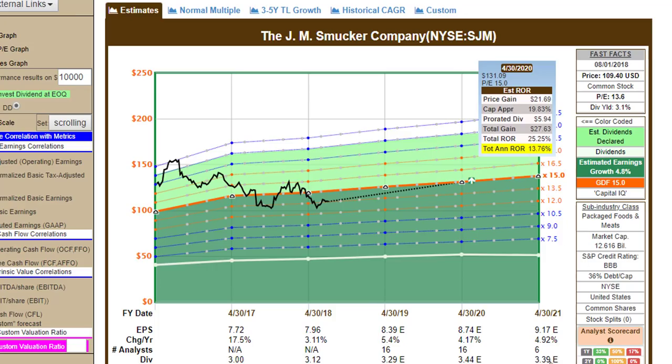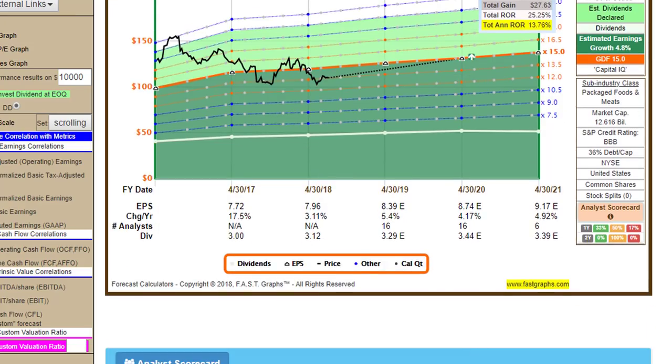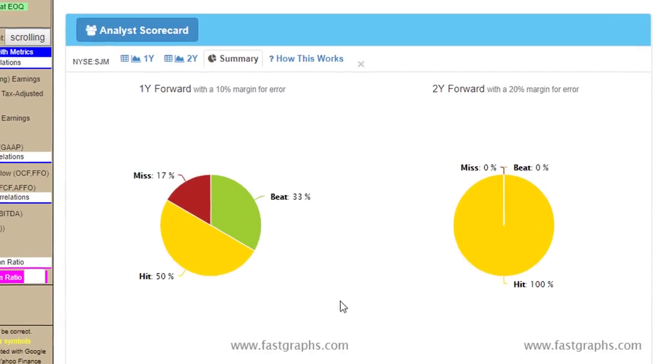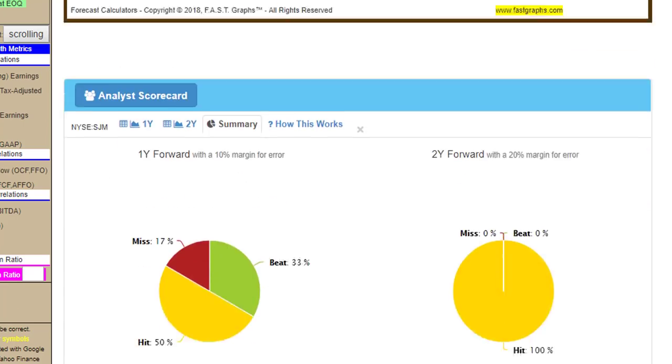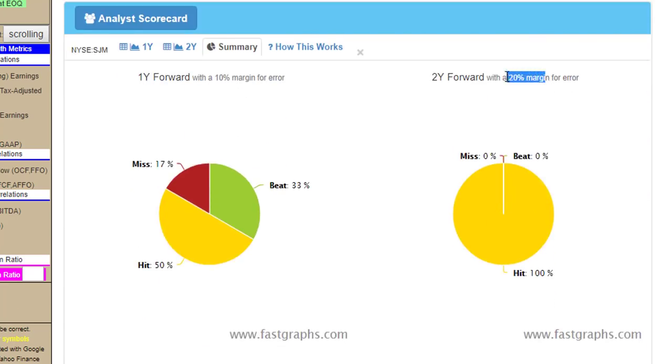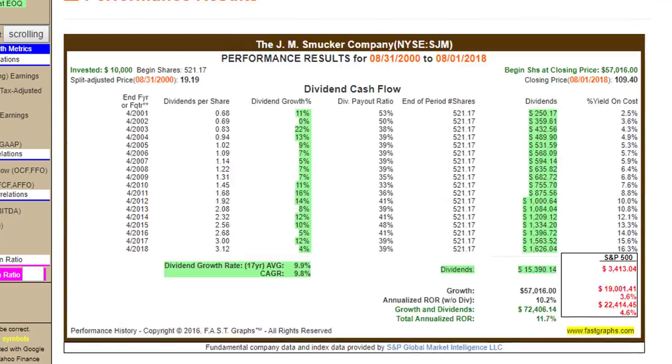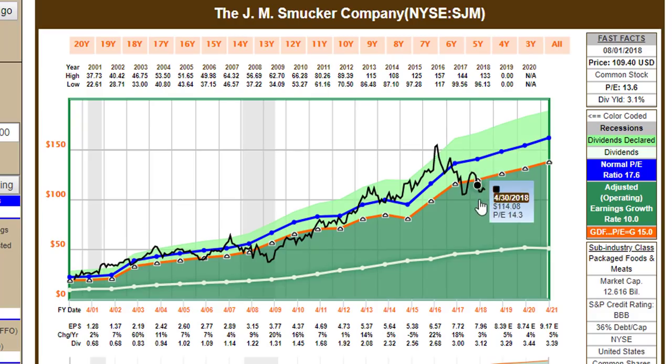Company has 36% debt. Their earnings scorecard is quite good. It's not as impeccable as some of the ones I showed you. Analysts have missed the one-year forecast about 17% of the time, but the company also beat it 33% of the time. And ironically, their two-year forecasts have been about 100%, but keep in mind that the two-year forecasts are given a 20% margin of error. Anyway, I've written articles about this company before. I think it's very attractively valued here for long-term ownership going forward.